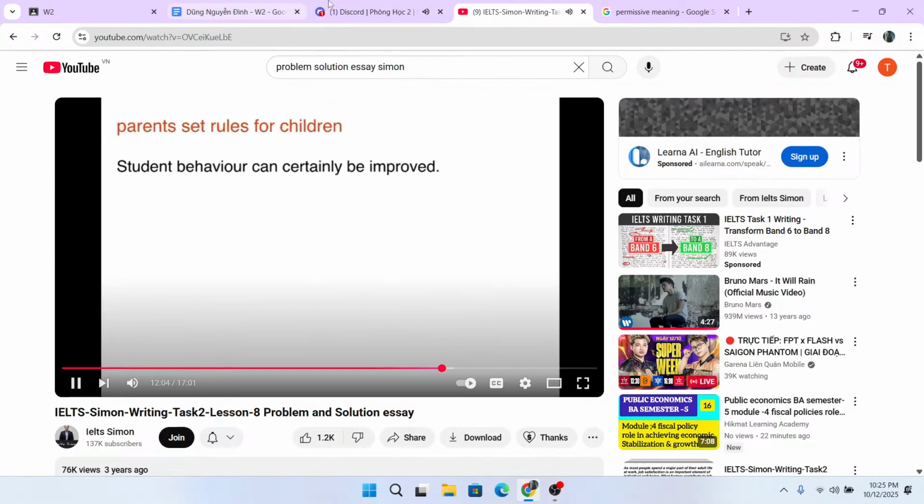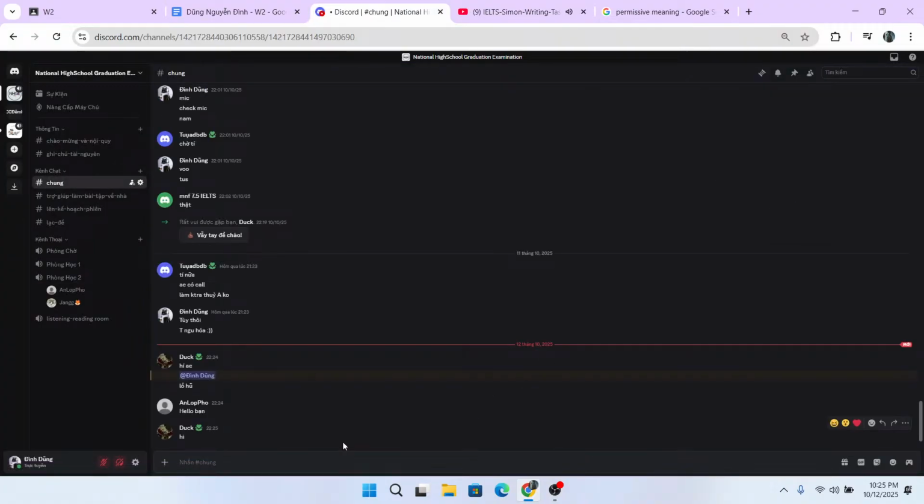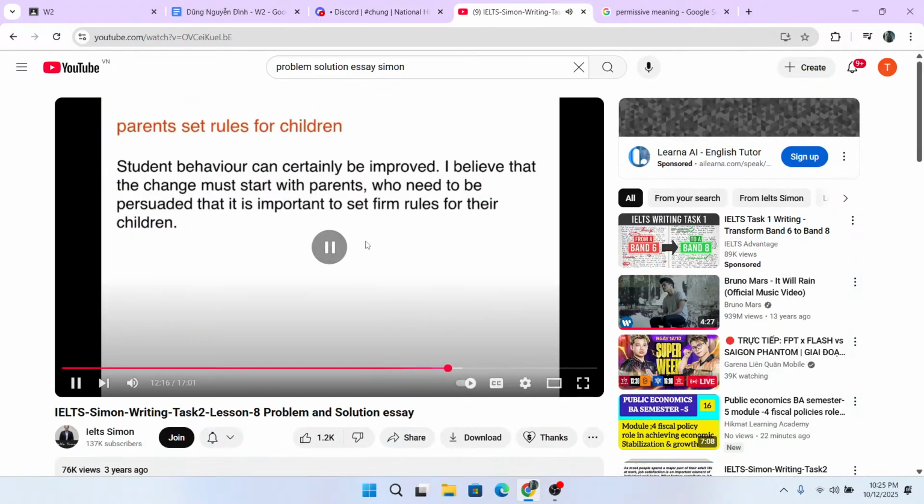Then our firstly point will be about the parents setting rules. I believe that the change must start with parents who need to be persuaded that it is important to set firm rules for their children.